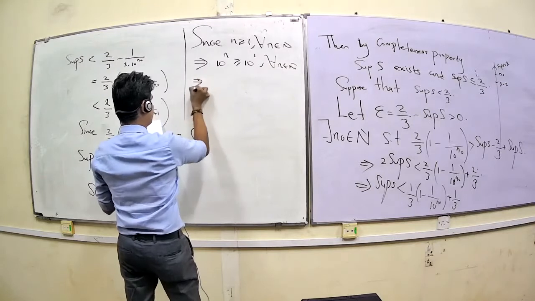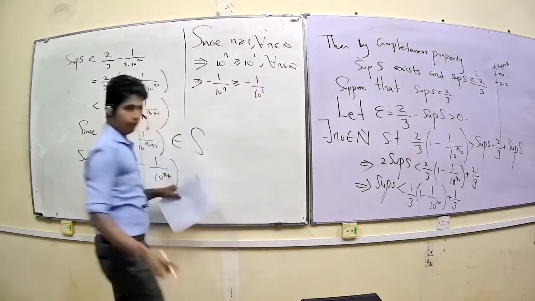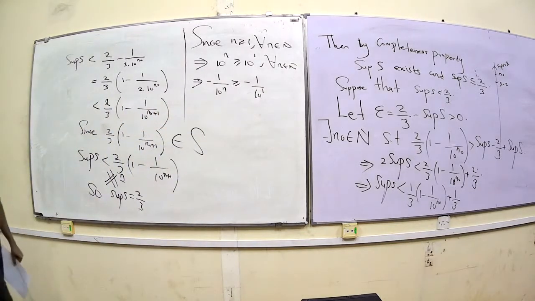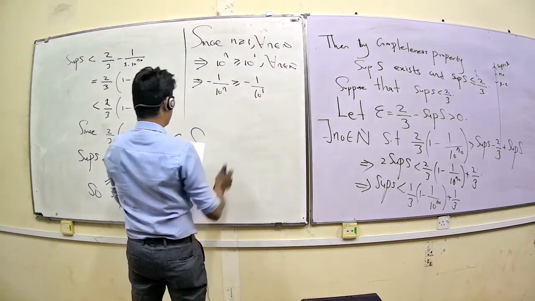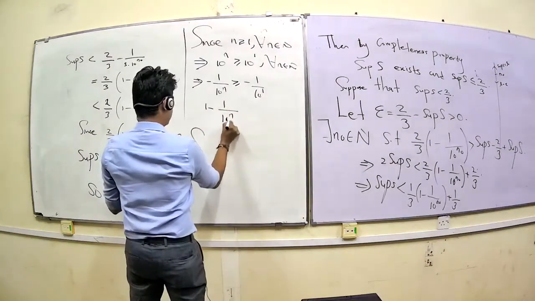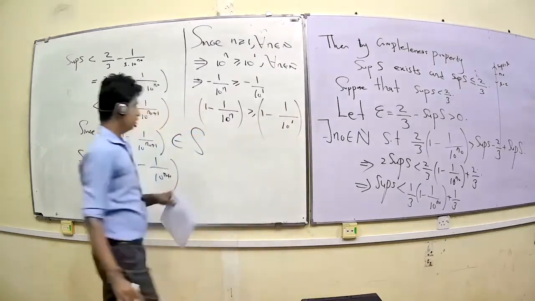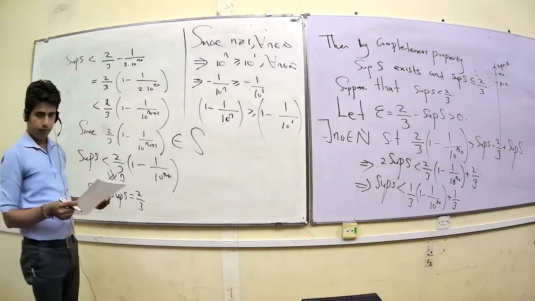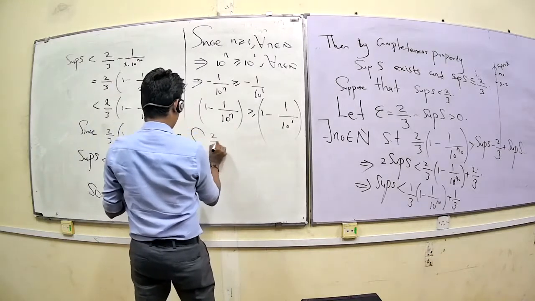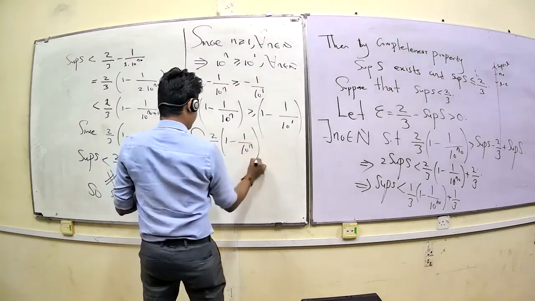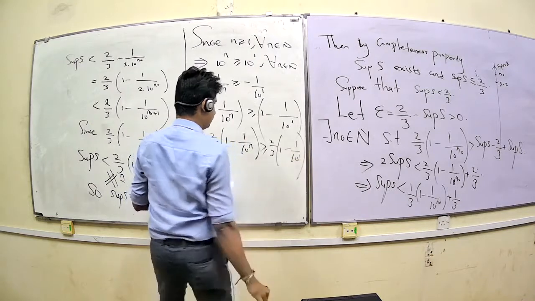And what happened for this one? 1 over 10 to the power n. For our purpose, we do this part. Okay, 1 over 10 to the power n is less than or equal to 1 over 10 to the power 1, so minus 1 over 10 to the power n is greater than or equal to minus 1 over 10 to the power 1. You add 1 to both sides. Multiply by the positive number 2 by 3: 2 by 3, 1 minus 1 over 10 to the power n is greater than or equal to 2 by 3, 1 minus 1 over 10 to the power 1.